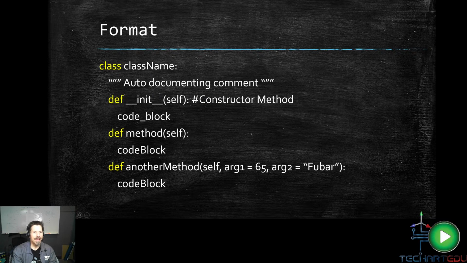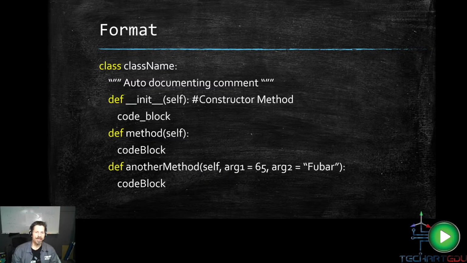Now this is how it ultimately looks in Python. You have to start with the word class in the very first line, then your class name followed by a colon. Then any kind of documentation you put in triple quotes becomes part of the class, and it auto-documents.